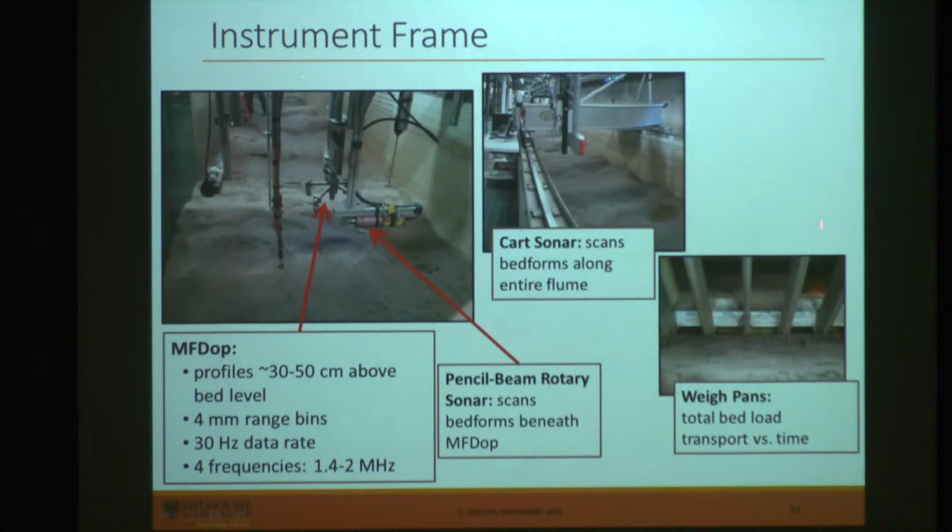And then for the even bigger picture of the bed forms, we used a cart sonar. So this is a mobile computerized cart. It's part of the main channel facility. They have this wing which gets dipped into the water, and then there's a single sonar beam coming out of the wing which measures the bed elevation. So in that way you can move the cart around and scan the bed. I'll show a few results using the cart sonar, and that was just upstream of our instrument frame.